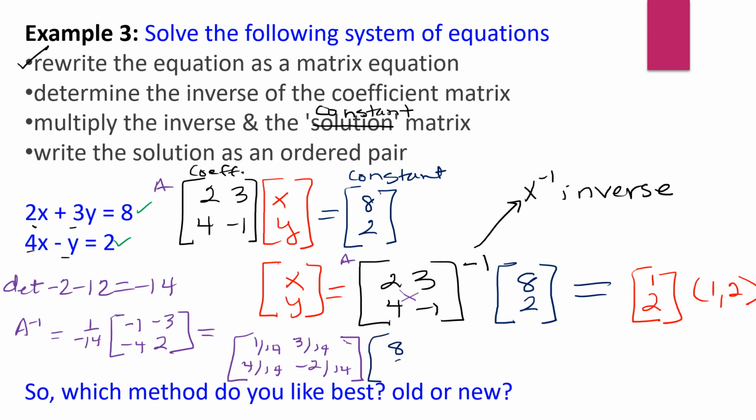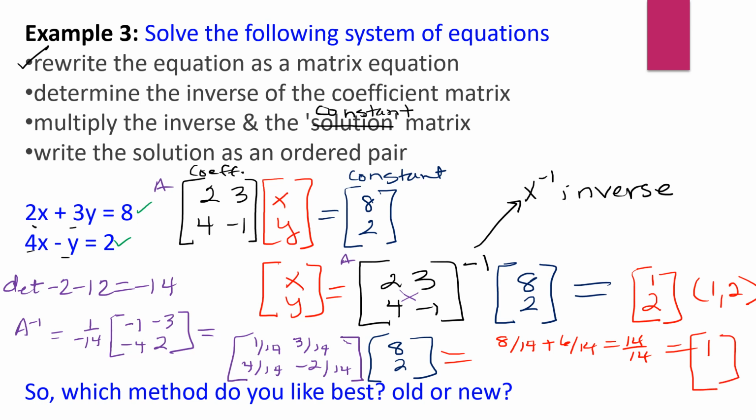We will then multiply by 8/2, and we should get those values of +1 and +2. So I'm going to take row 1 and multiply by column 1. So 8 times 1/14 is 8/14, plus 3/14 times 2 would give me 6/14, which is 14 over 14, which equals 1. There's my first element.